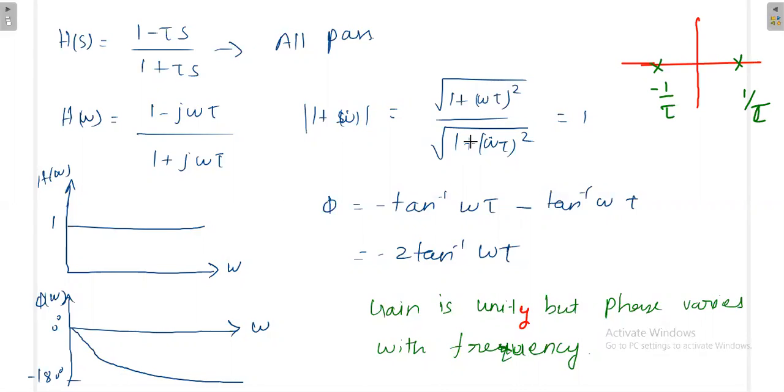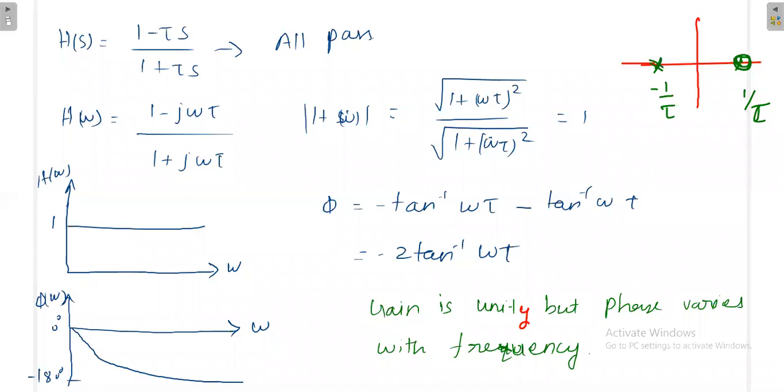So that means what? If you have poles and zeros, if one is in the numerator it is 1 minus tau s. That means you'll get zeros and poles like this. Again, if the poles and zeros are symmetric with respect to origin, then that will produce the all pass filter nature.